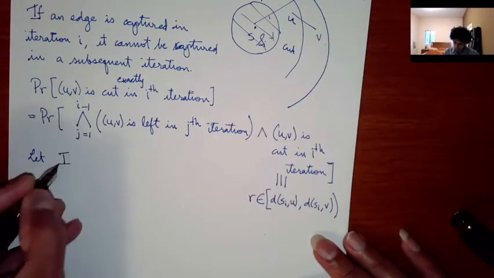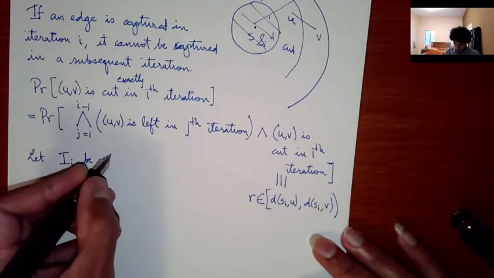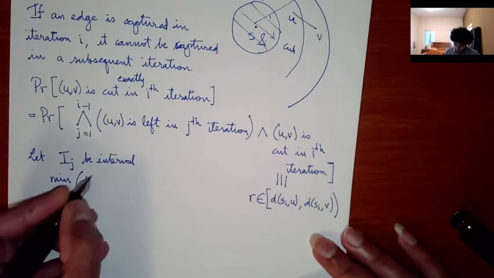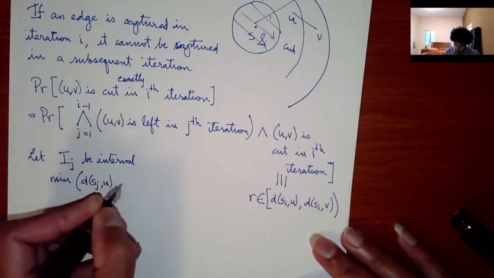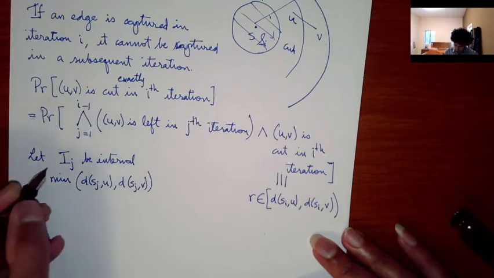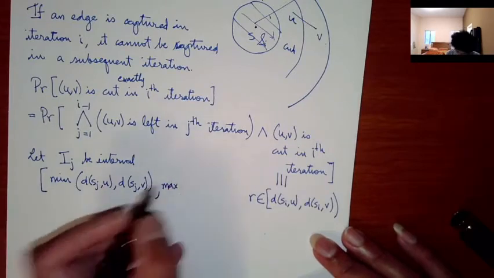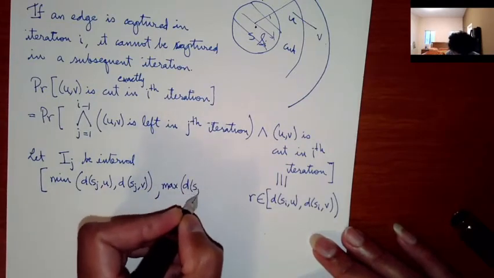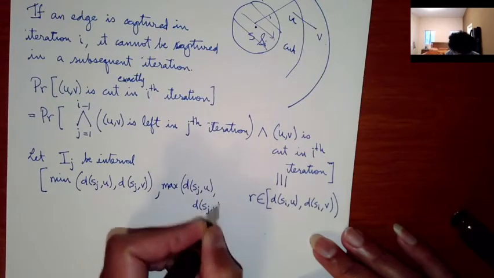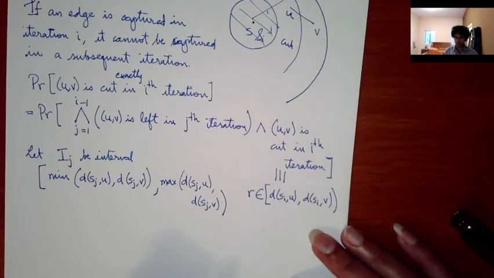Let I of j be the interval min of d sjU, d sjV. So just looking at the min and the max, because I don't know which one is, it might change depending on sj u, sj v. Okay, let it just be this interval.